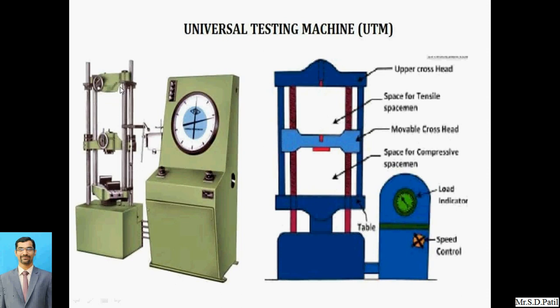This is the fixed head, and this is the movable crosshead. This crosshead we can move upward or downward to adjust the length, but the upper head is fixed. Then the space for the compressive specimen. In this portion we conduct the tensile test, and in this particular portion we can conduct the compression test. This is the load indicator shown over here. These are the speed control knobs, to control the speed.